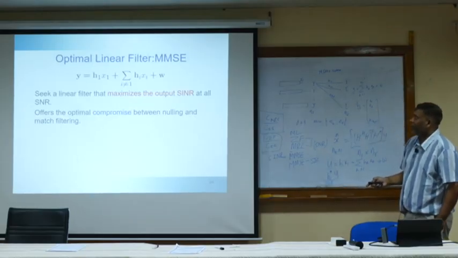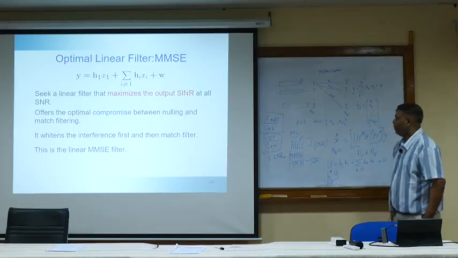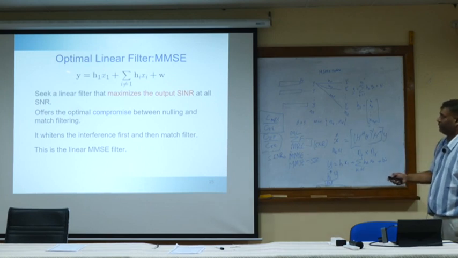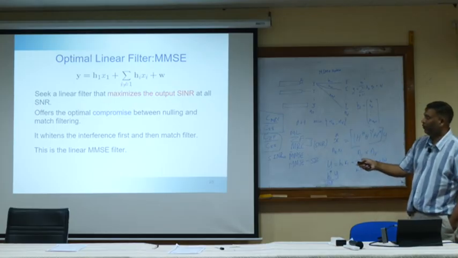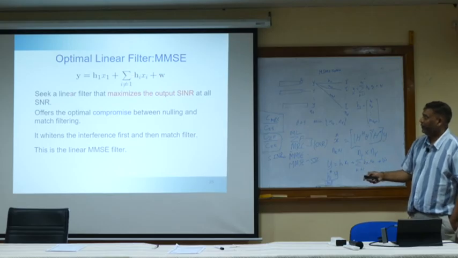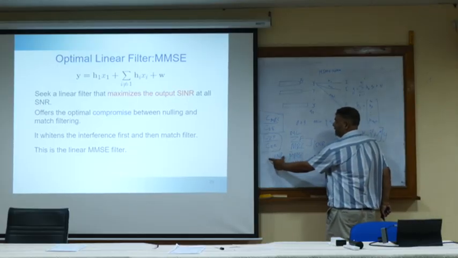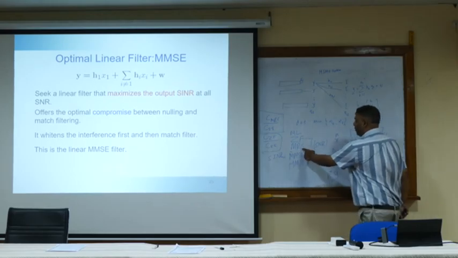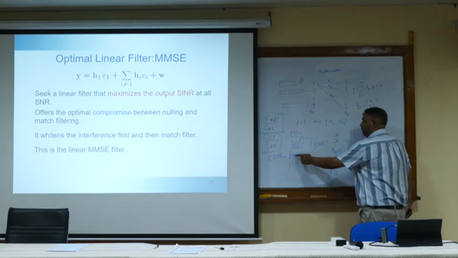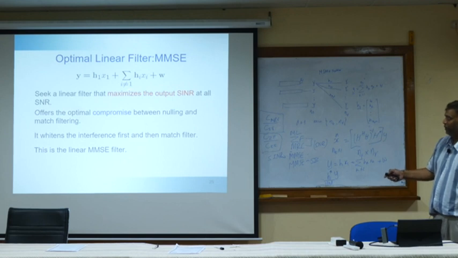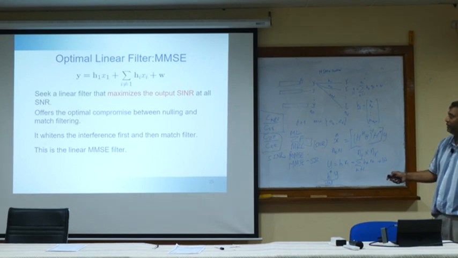Optimum linear filter. Now we are going to look at the MMSE, minimum mean square error receiver. This is the received signal again. The received signal can be written in this form: H1 into X1, plus the summation of the remaining interference, plus W. Seek a linear filter that maximizes the output SINR. So the MMSE maximizes the signal to interference plus noise ratio. Maximum ratio combining maximizes the SNR, but the MMSE receiver is going to maximize the signal to interference plus noise ratio. So seek a linear filter that maximizes the output signal to interference plus noise ratio at all SNR.